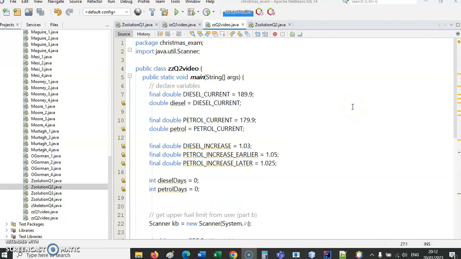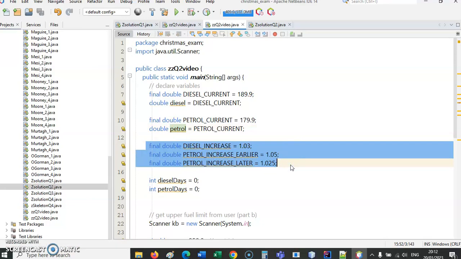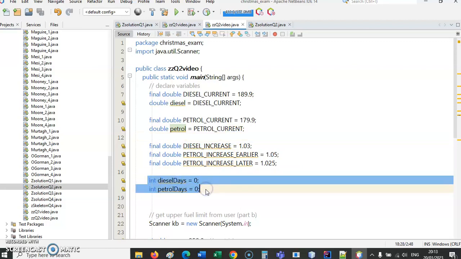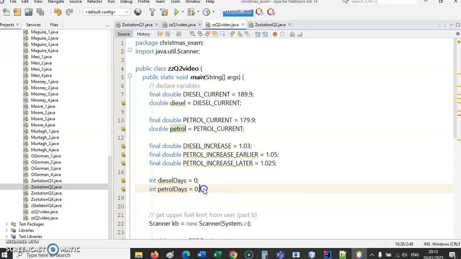So what variables are we talking about? Here's our current diesel price, and that's a constant. Current petrol price, that's a constant. And then that price is going to change day by day, so we need a double variable there, not a constant, and a double for petrol. So that's basically the diesel price and petrol price on a particular day. I have the 3% increases as final double constants as well. I'm also going to have 2 increment counters, the number of days for diesel and petrol, inside my while loop, and they are going to increase by 1 each time the price hasn't met the maximum.